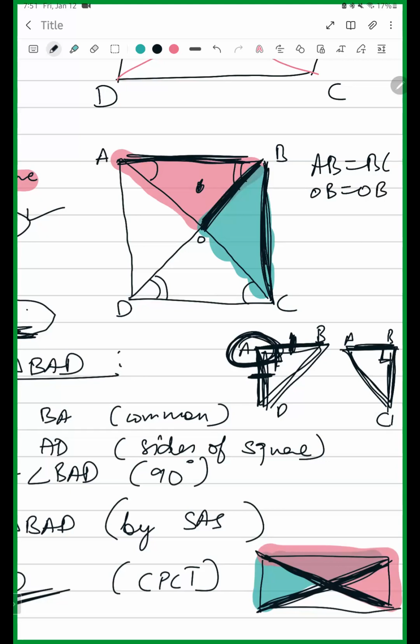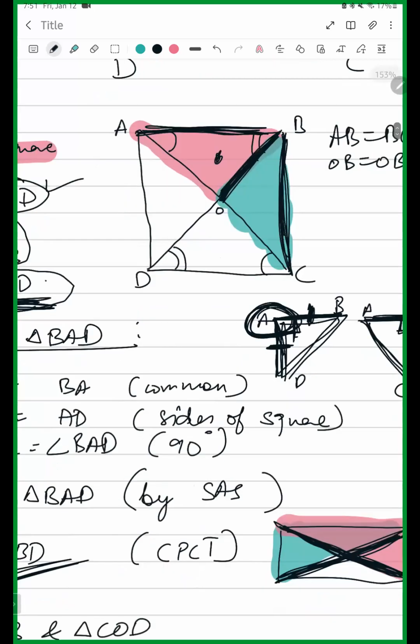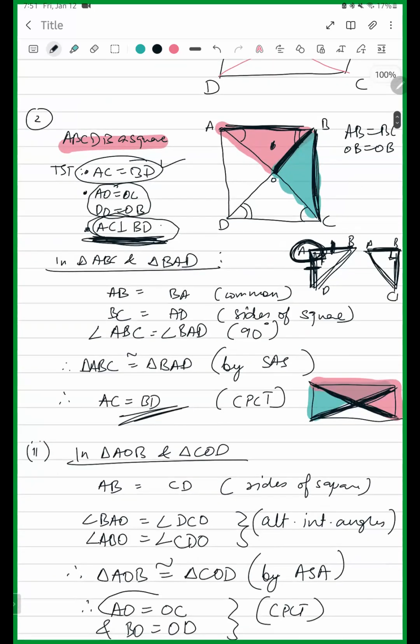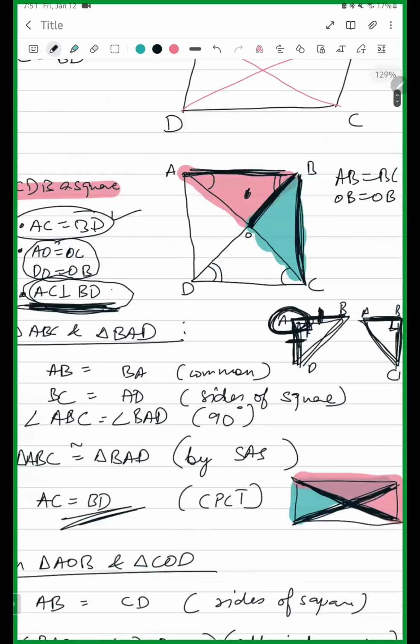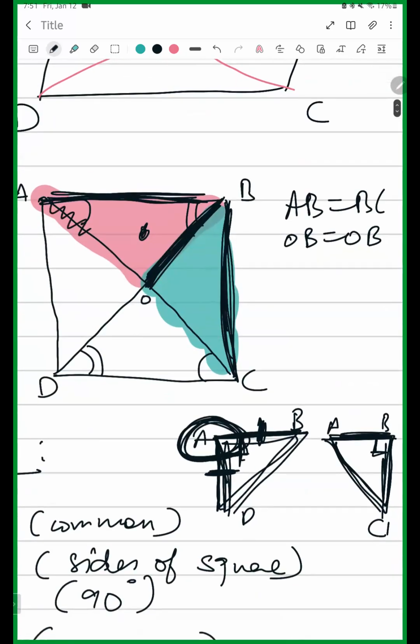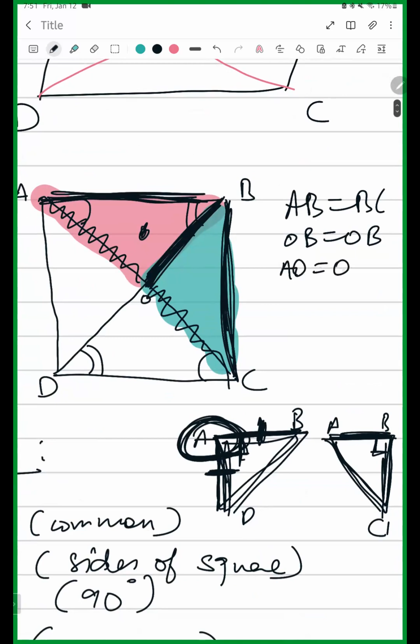Then we have just now proven that AO is equal to OC. So these two sides are also equal. This we have just proven. So by SSS, these two triangles are congruent. Now, since they are congruent, by CPCT we have this.